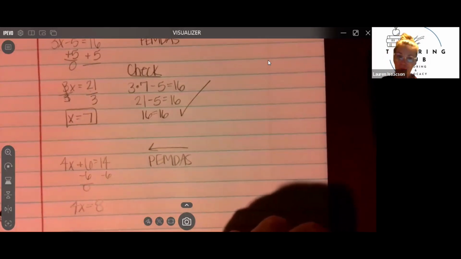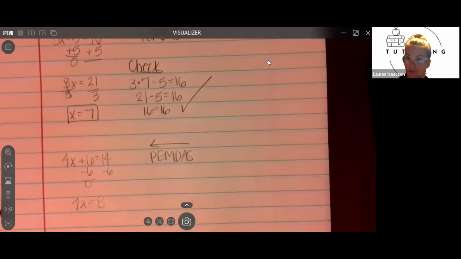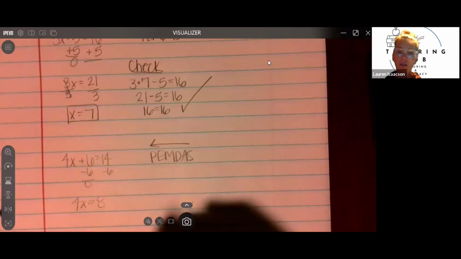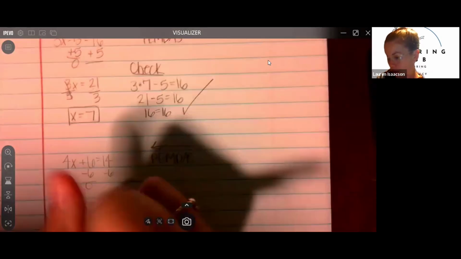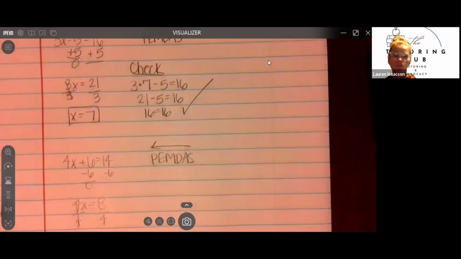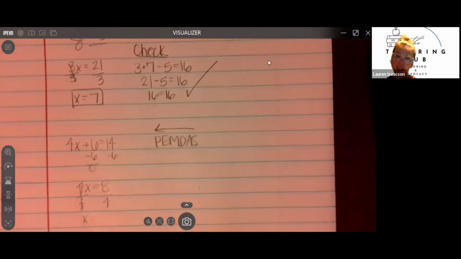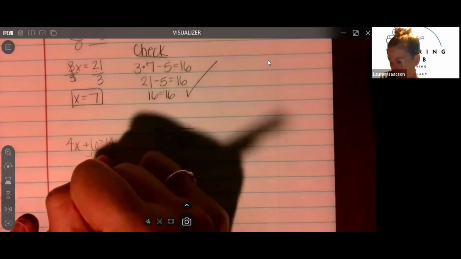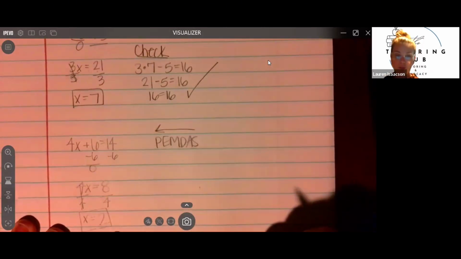Now what do you do? The opposite of multiplying is to divide. So 4 divided by 4 is 1, so we just have x. And then 8 divided by 4 is 2. So we solved for the variable x.